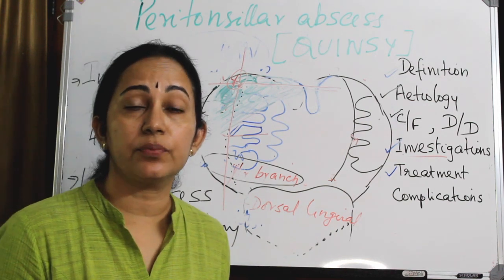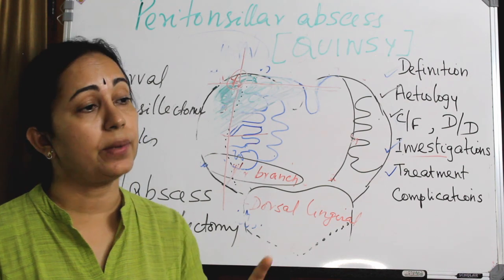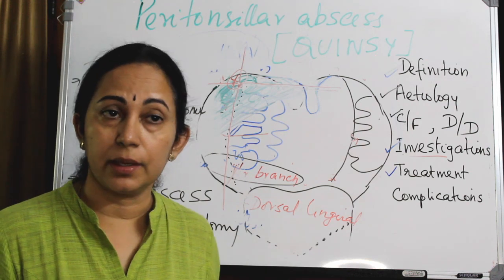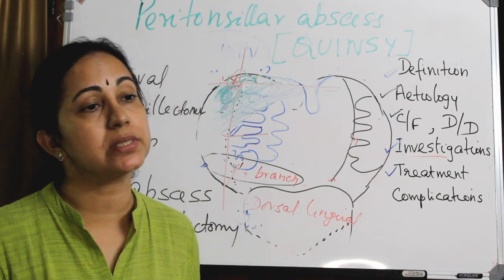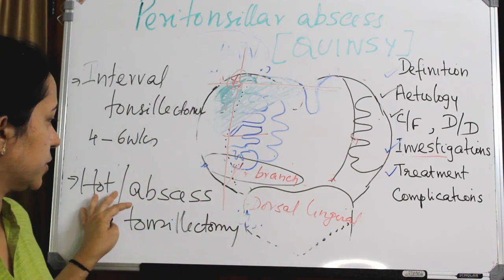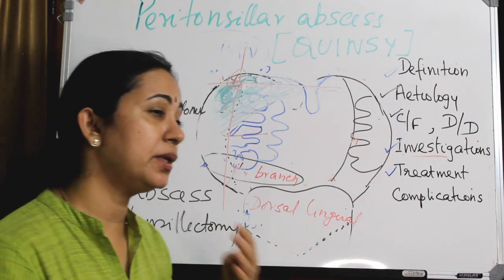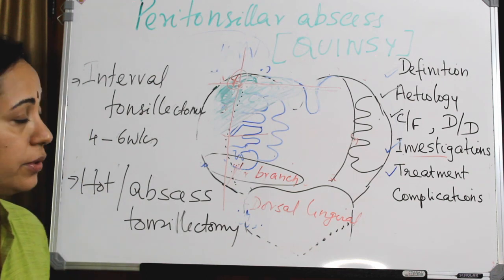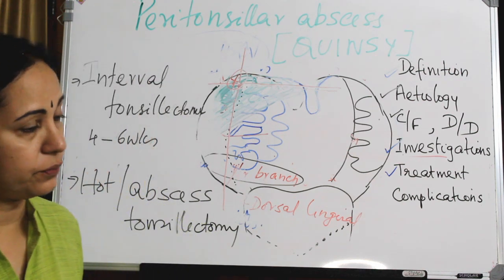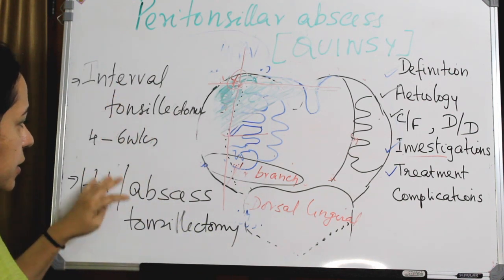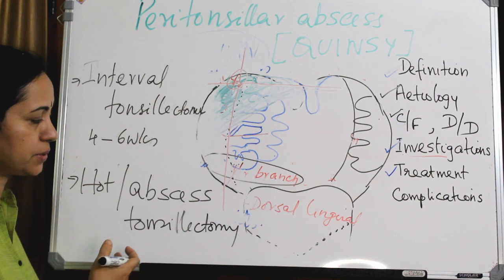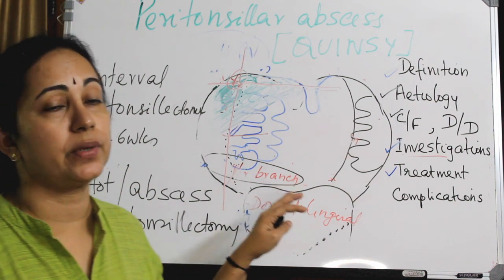an absolute contraindication for tonsillectomy is active infection. So imagine what will happen if you do a tonsillectomy at the time of Quinsy. There will be excessive bleeding and anesthesia complications. Chance of aspiration is there. Everything is there. Anyway, there is a method of tonsillectomy which is called hot or abscess tonsillectomy, and there are so many controversies going on regarding this, whether to do or not to do. Okay, forget that and just remember there is an interval tonsillectomy done 4 to 6 weeks after a drainage of abscess in PTA, and hot or abscess tonsillectomy done at the time of drainage of an abscess of Quinsy.